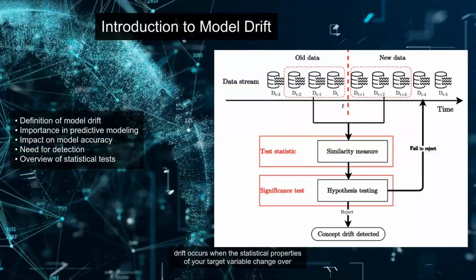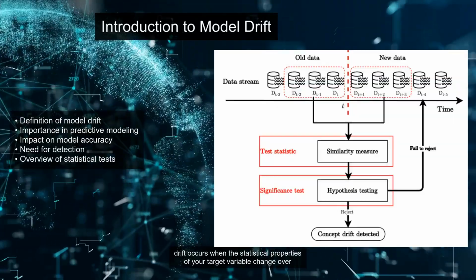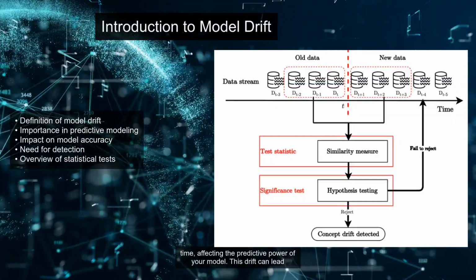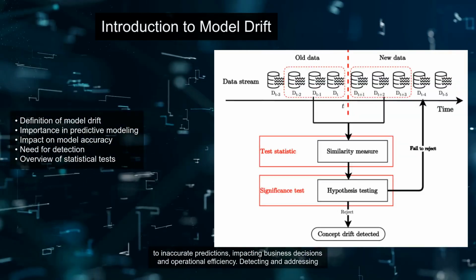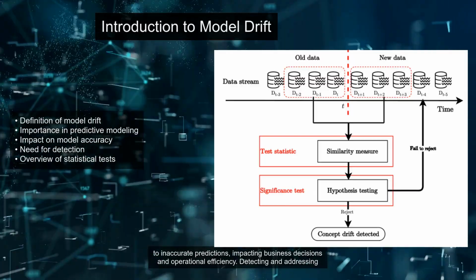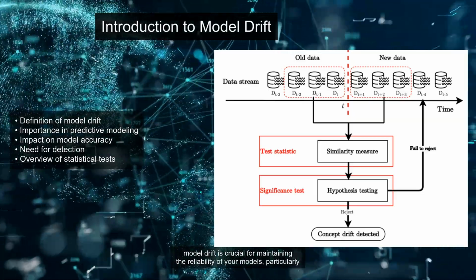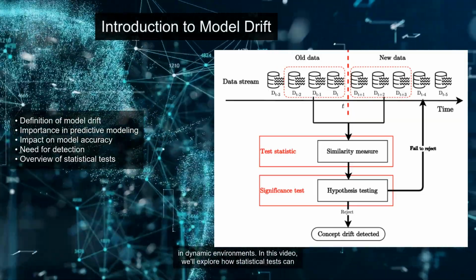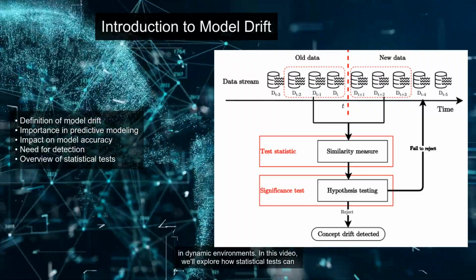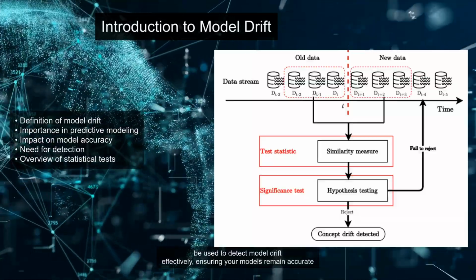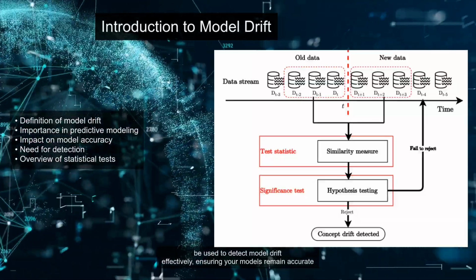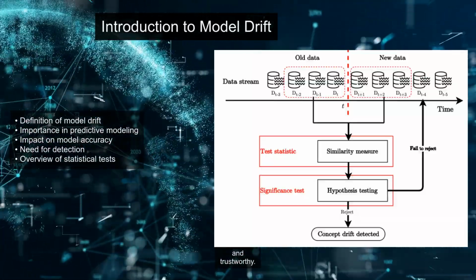Model drift occurs when the statistical properties of your target variable change over time, affecting the predictive power of your model. This drift can lead to inaccurate predictions, impacting business decisions and operational efficiency. Detecting and addressing model drift is crucial for maintaining the reliability of your models, particularly in dynamic environments. In this video, we'll explore how statistical tests can be used to detect model drift effectively, ensuring your models remain accurate and trustworthy.